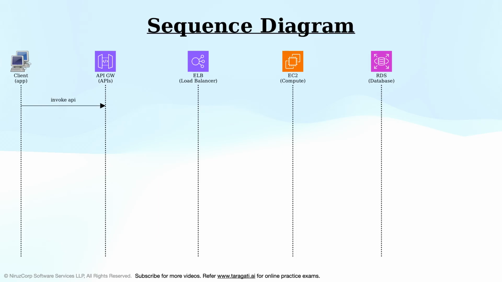Client application sends an HTTP API request to API Gateway. API Gateway forwards the request to Elastic Load Balancer cluster endpoint. Elastic Load Balancer routes the request to one of the EC2 instances by a load balancer algorithm. Amazon EC2 queries the RDS database by connecting to primary instance.